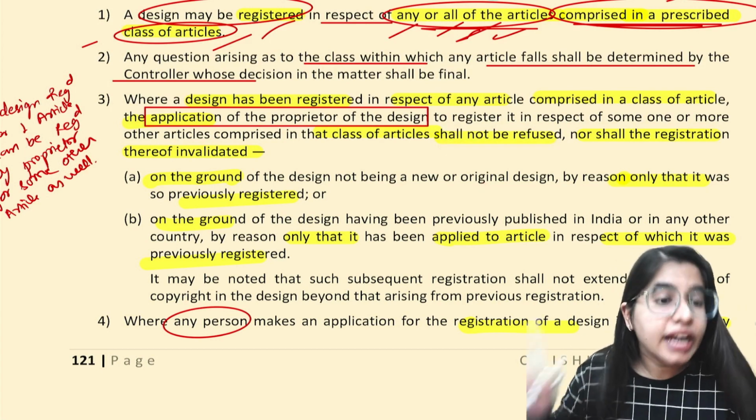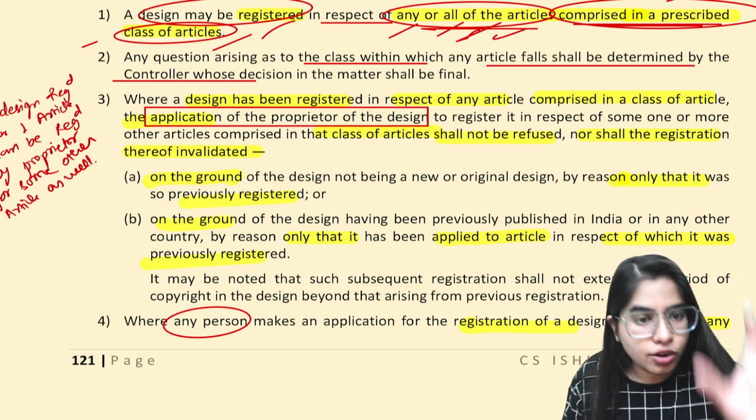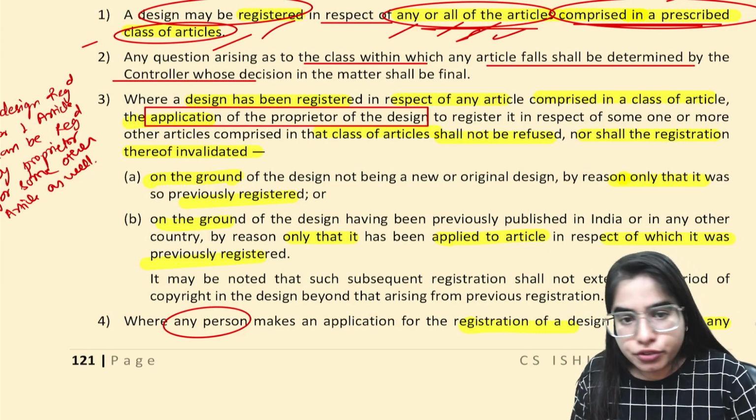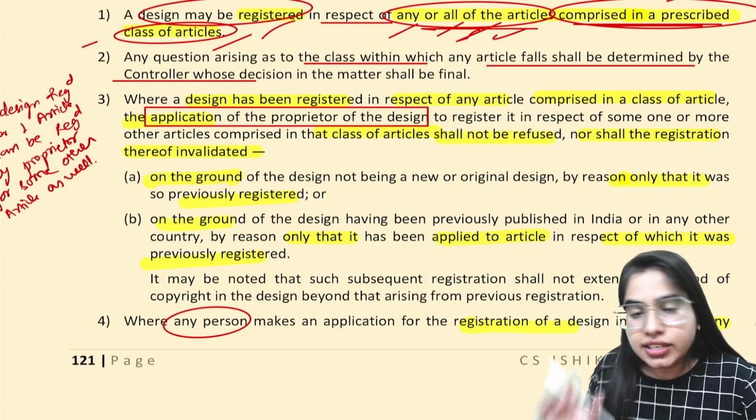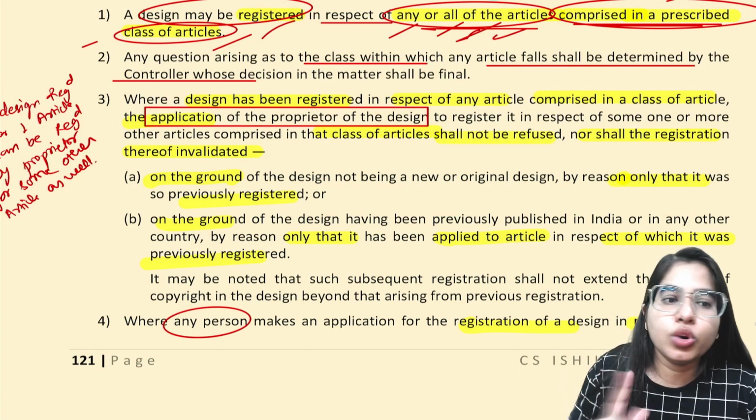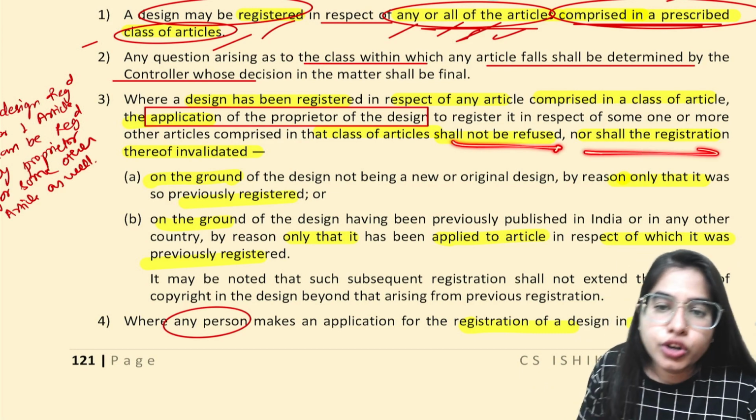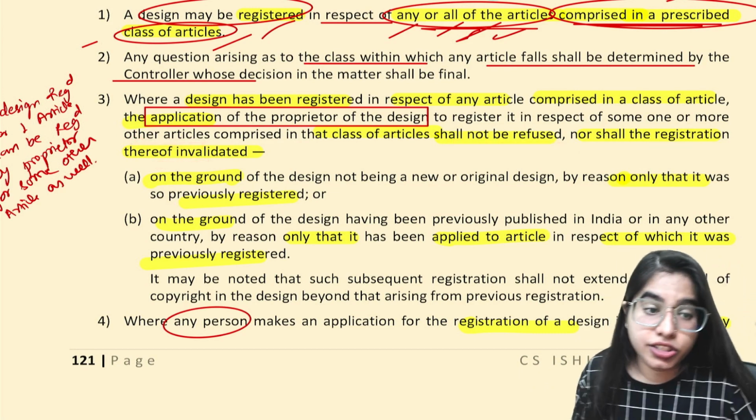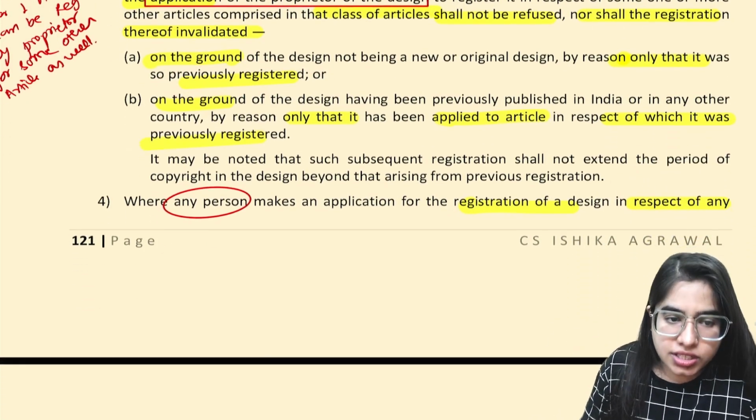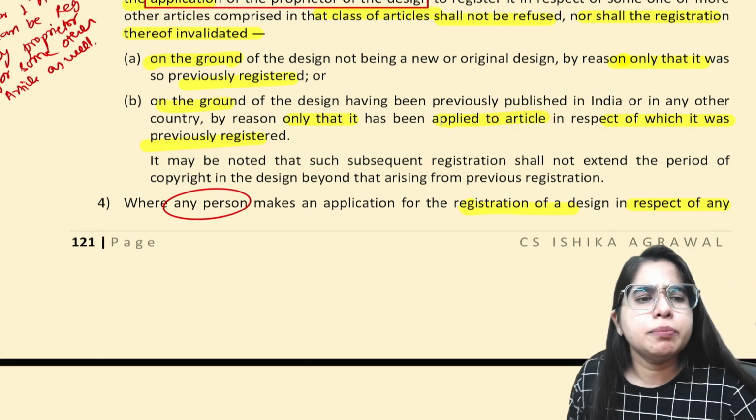The controller cannot refuse that, the controller has to register. So if Coca-Cola has already registered a design of the bottle for a soft drink bottle, and now Coca-Cola is applying to the patent office or controller office for registering that same design for a water bottle, then the controller cannot refuse that. They have to register. It shall not be refused, nor shall the registration be invalidated just because of the reason that the article has been previously registered.